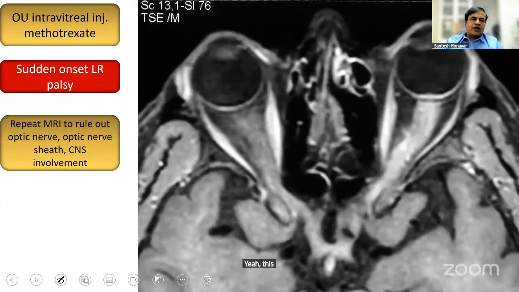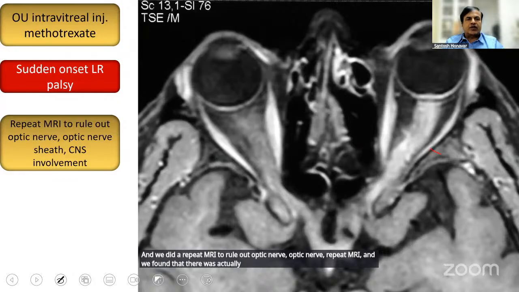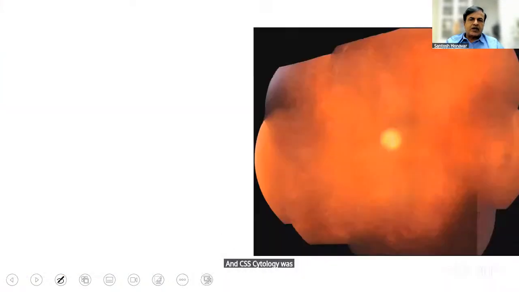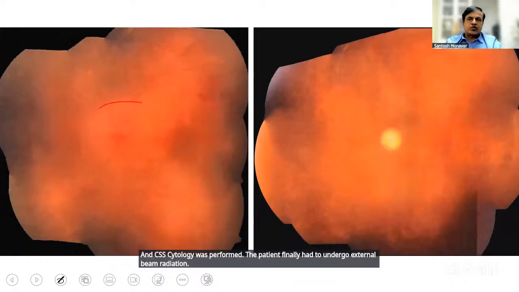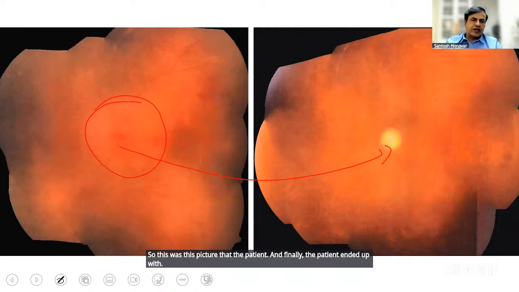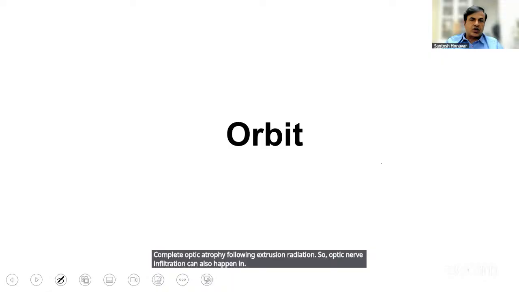This is a patient where there was intraocular lymphoma and the patient was on intravitreal methotrexate. The patient suddenly developed lateral rectus palsy, and we did a repeat MRI, and we found that there was actually optic nerve and optic nerve sheath involvement. You see gross thickening of the optic nerve in the left eye, and CSF cytology was performed. The patient finally had to undergo external beam radiation. So this was the picture that the patient had, and finally the patient ended up with complete optic atrophy following external beam radiation. So optic nerve infiltration can also happen in primary intraocular lymphoma.